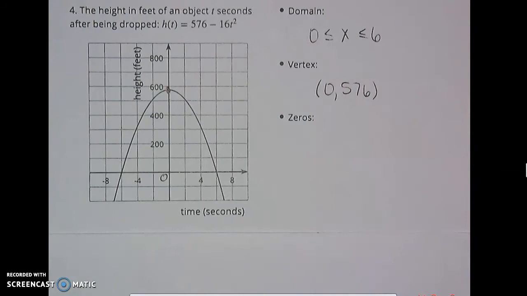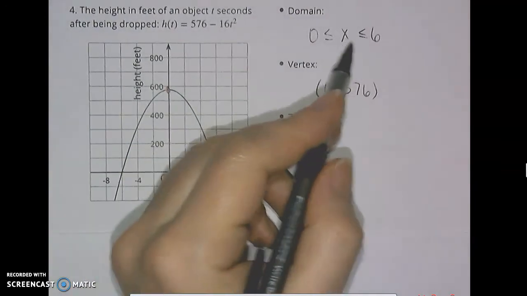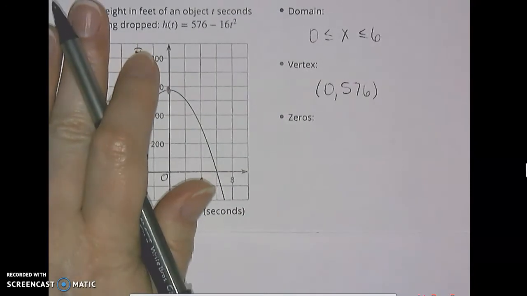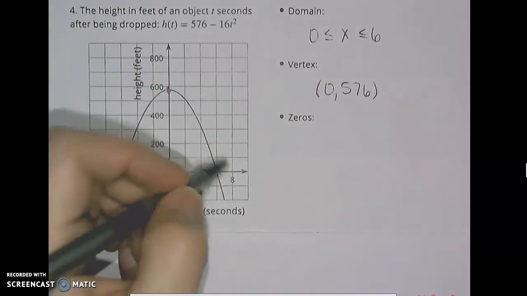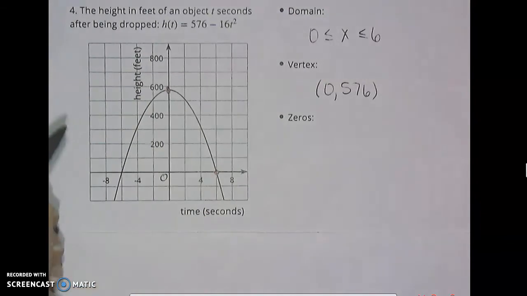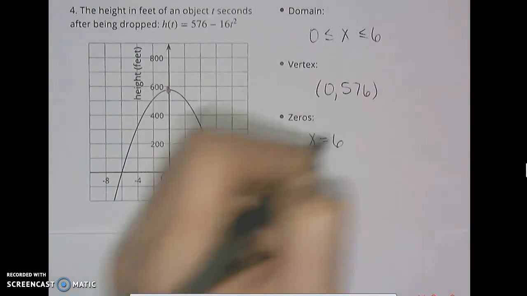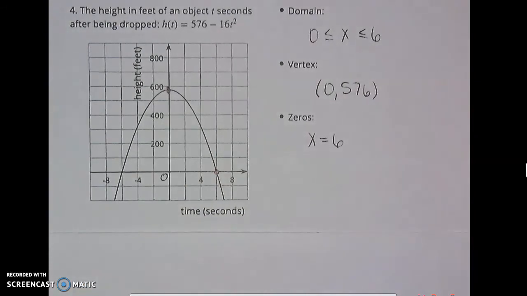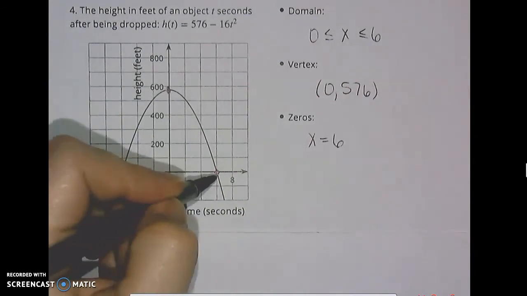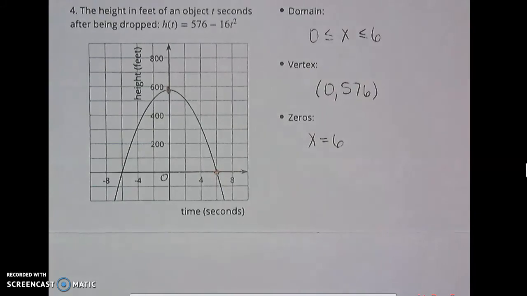And then for zeros, we're looking where it crosses in the actual domain area. So I don't care that it crosses over here somewhere. This is the only 0 we are concerned with. And so that would be x equals 6, since we're counting by 2's there. And that's it.